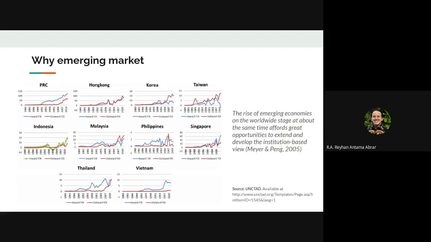The trend of these countries that have recently emerged has triggered discussions of analyzing the institution-based view specifically in terms of these emerging markets. So next, please.